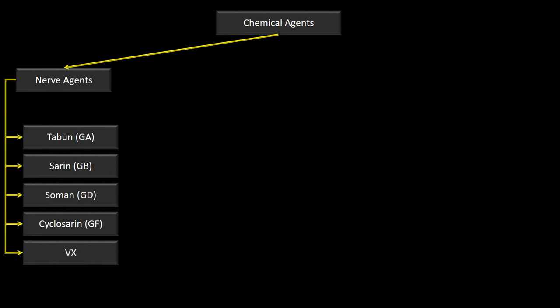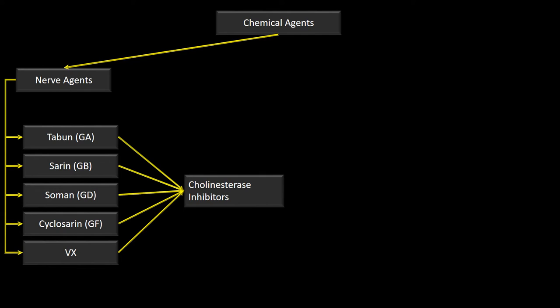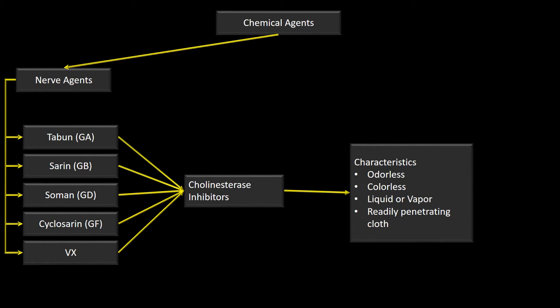So pharmacologically, we call the nerve agents cholinesterase inhibitors, and we're going to get into a little bit more detail on what that means in a second here. The characteristics are that they are odorless, colorless, they can be deployed as a liquid or a vapor, like a gas, and they readily penetrate your clothing. So if we're not in the MOPP suit, they're going to penetrate our normal clothing.